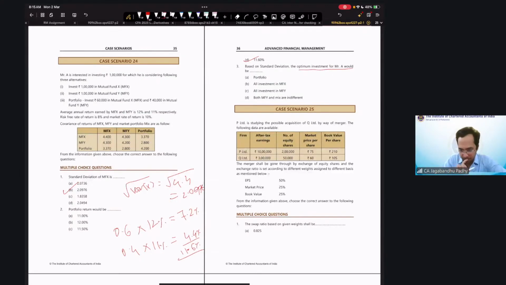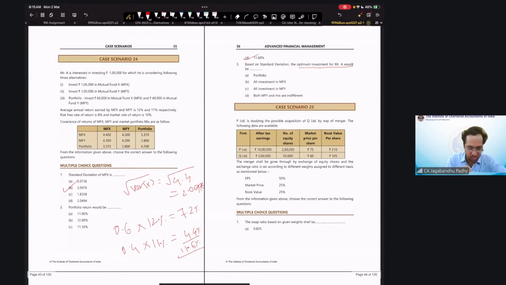Based on standard deviation, the optimum investment for Mr. A would be... If we look at the standard deviation number, X has a standard deviation of 2.0976. What will be the standard deviation of Y? The standard deviation of Y will be the square root of 4.2, which is 2.05.